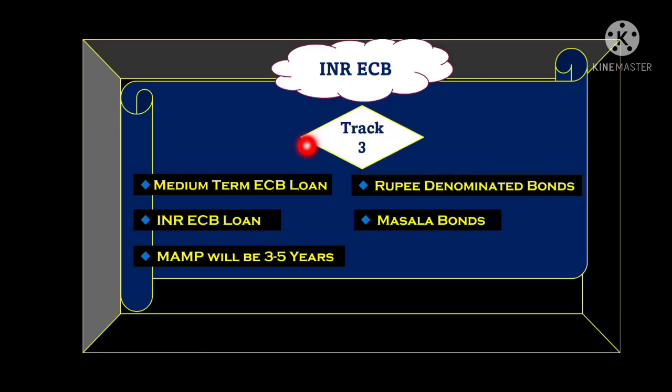The last track is Track 3. It is basically a medium term loan, but this type of loan will be in INR currency. Here also the minimum average maturity period should lie between 3 to 5 years. It also includes the rupee denominated bonds and masala bonds.